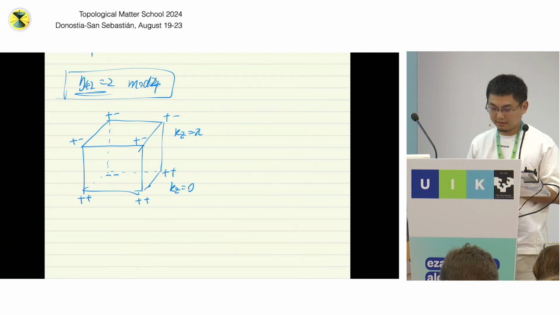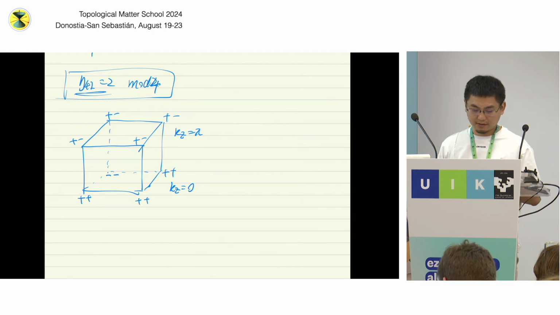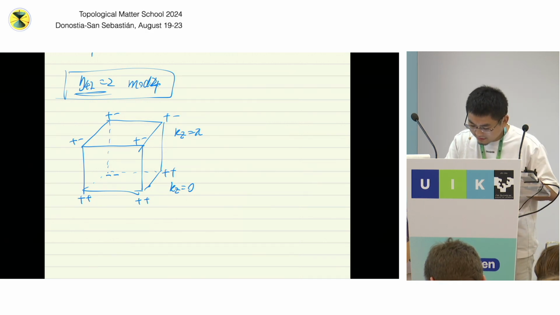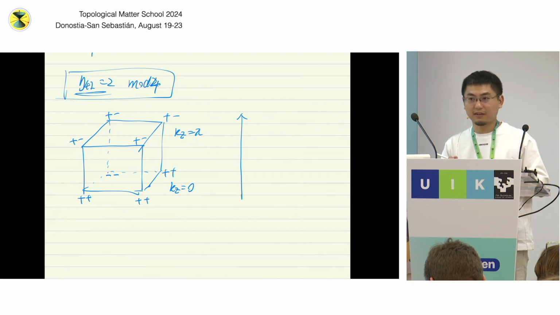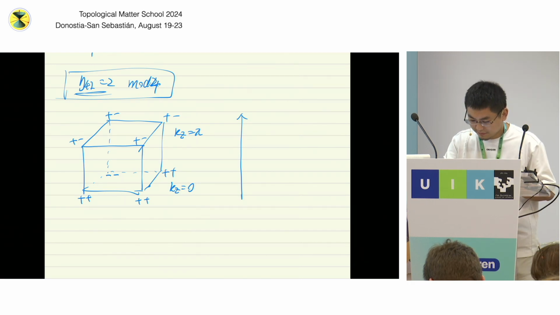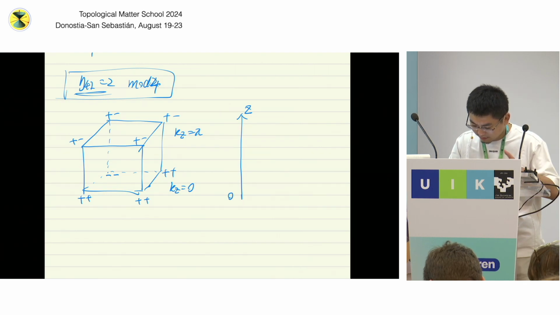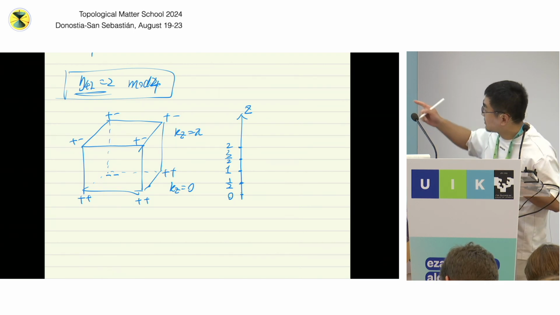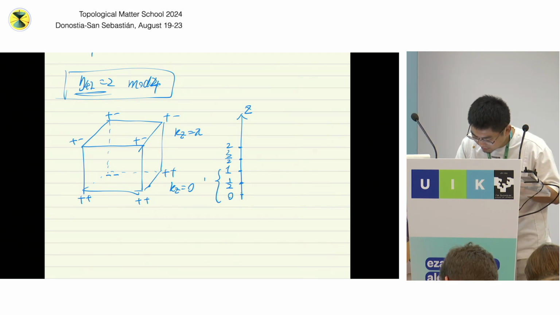So the question is, what topological insulator corresponds to such parities? Actually the answer is very simple. Let's consider again a layer construction in real space. This is the z-axis, and these numbers are just the values of z. So this is the unit cell. The unit cell has a length of 1.